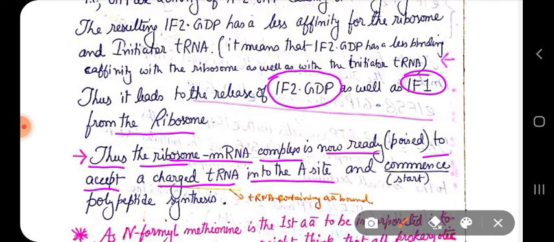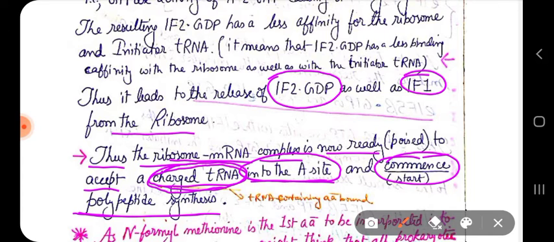So all the initiation factors have been removed now. Your ribosome-mRNA complex is ready for the elongation process, so that it can accept a charged tRNA, that means a tRNA having an amino acid bound. So it can use this charged tRNA to bind to the A site of the ribosome and start our polypeptide synthesis. So the initiation has been explained well.